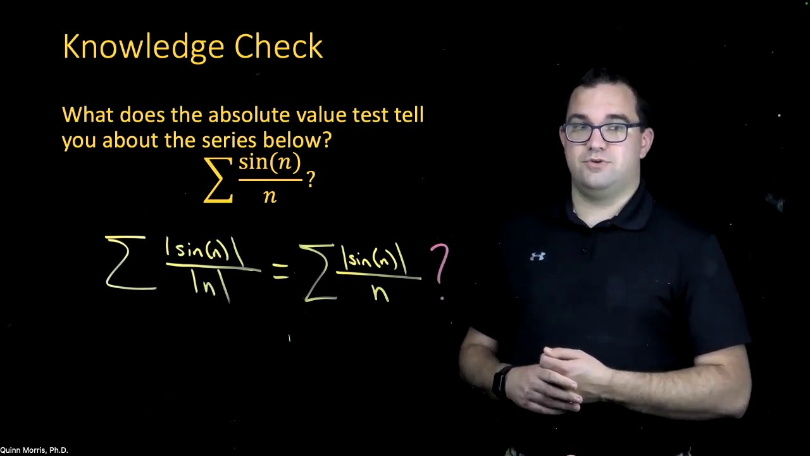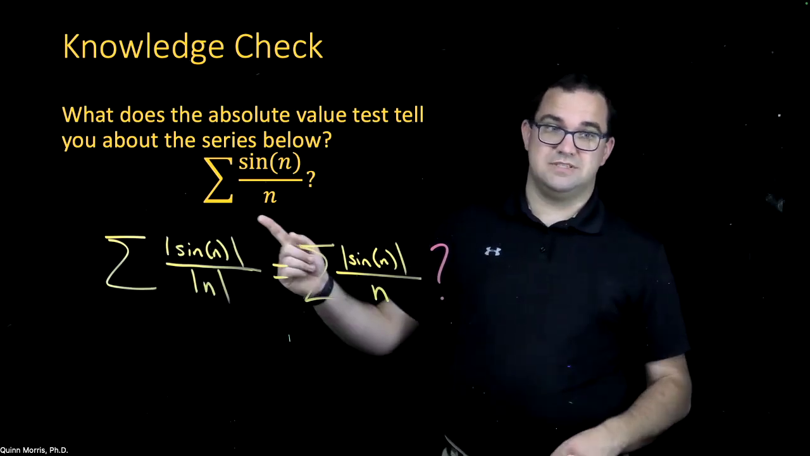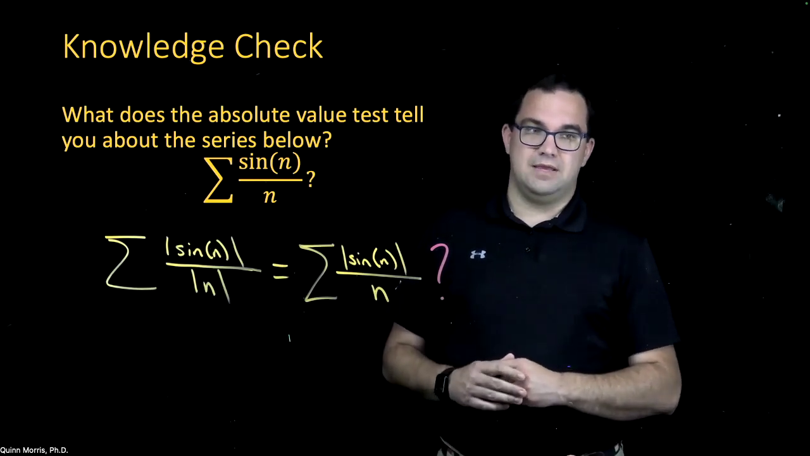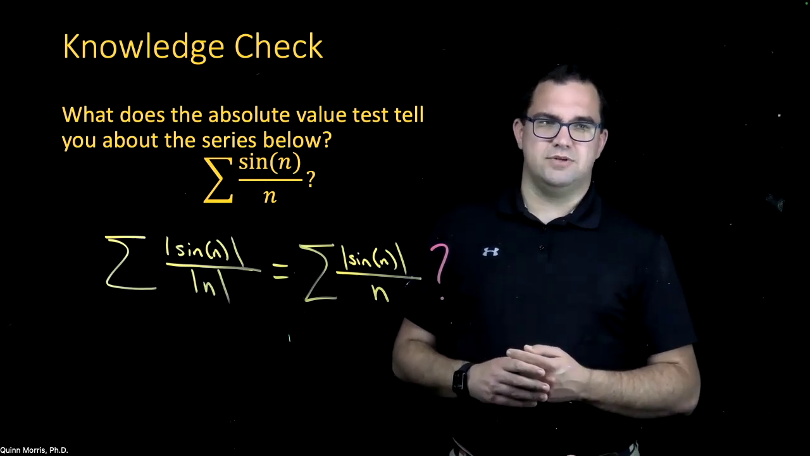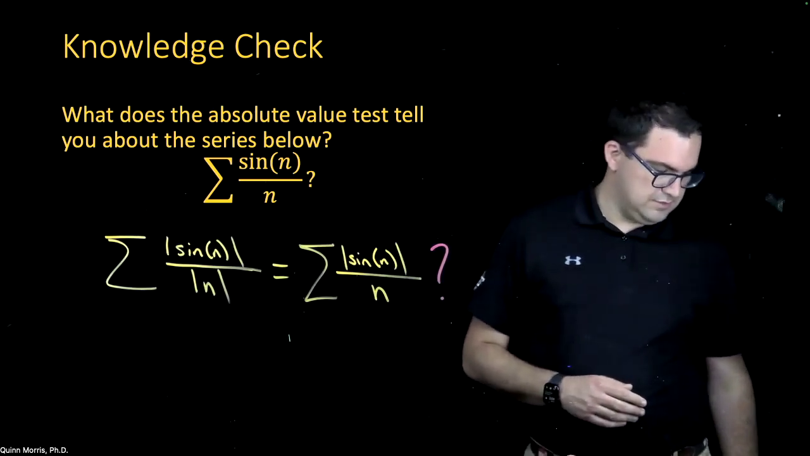So all the absolute value test can tell us is if this converges, then that converges, but we can't really learn anything here. So the absolute value test, based on what we know right now, is really inconclusive for this series.